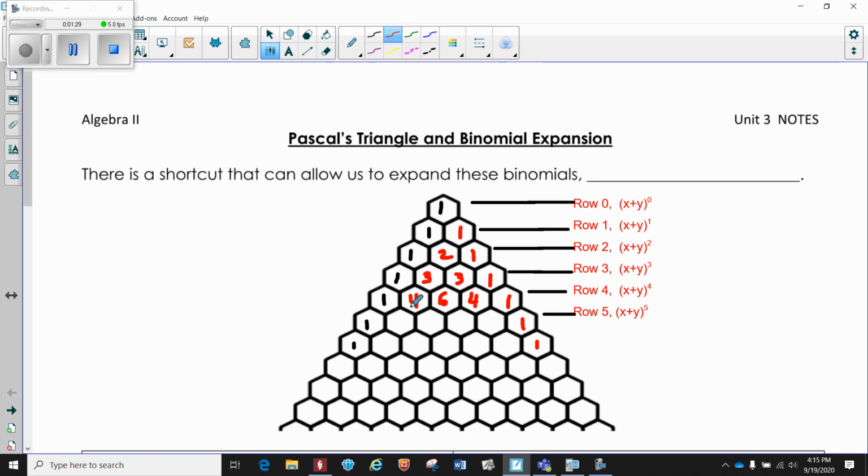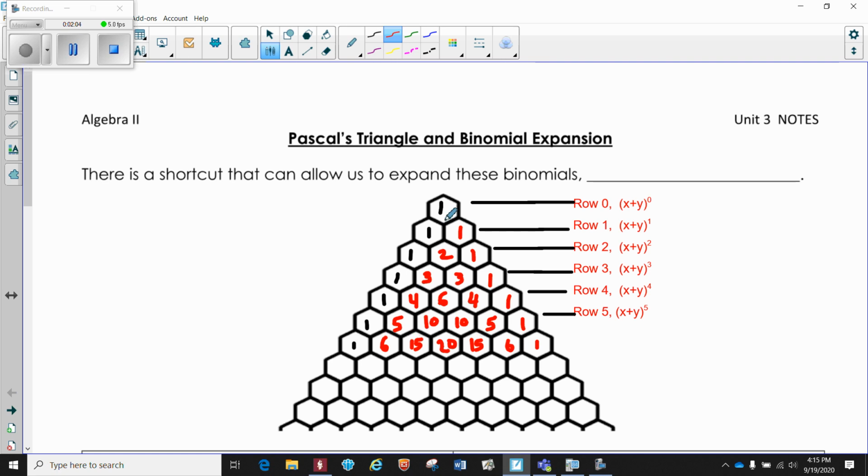Okay, same thing here. 1 plus 4 is 5. 4 plus 6 is 10. 6 plus 4 is 10. 4 plus 1 is 5. And then I'm going to do one more. 1 plus 5 is 6. 10 plus 5 is 15. 10 plus 10 is 20. 10 plus 5 is 15. And then 5 plus 1 is 6.